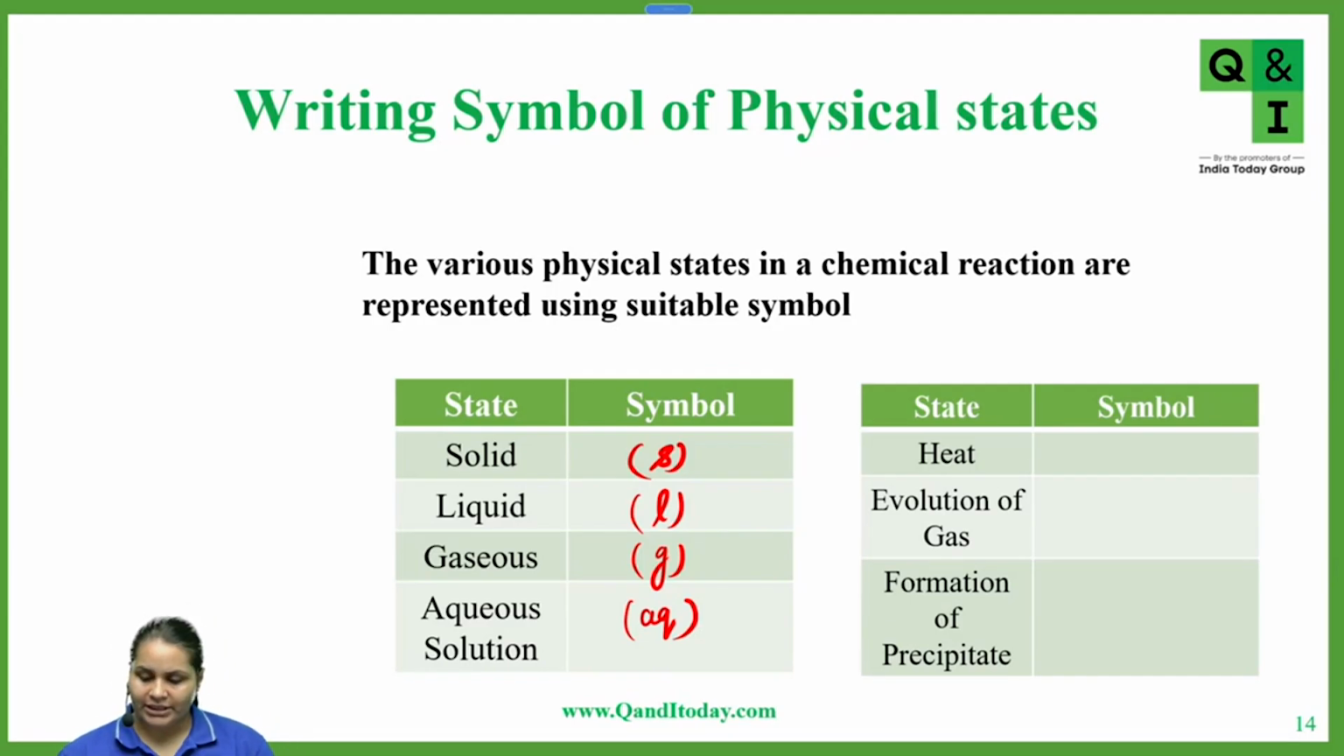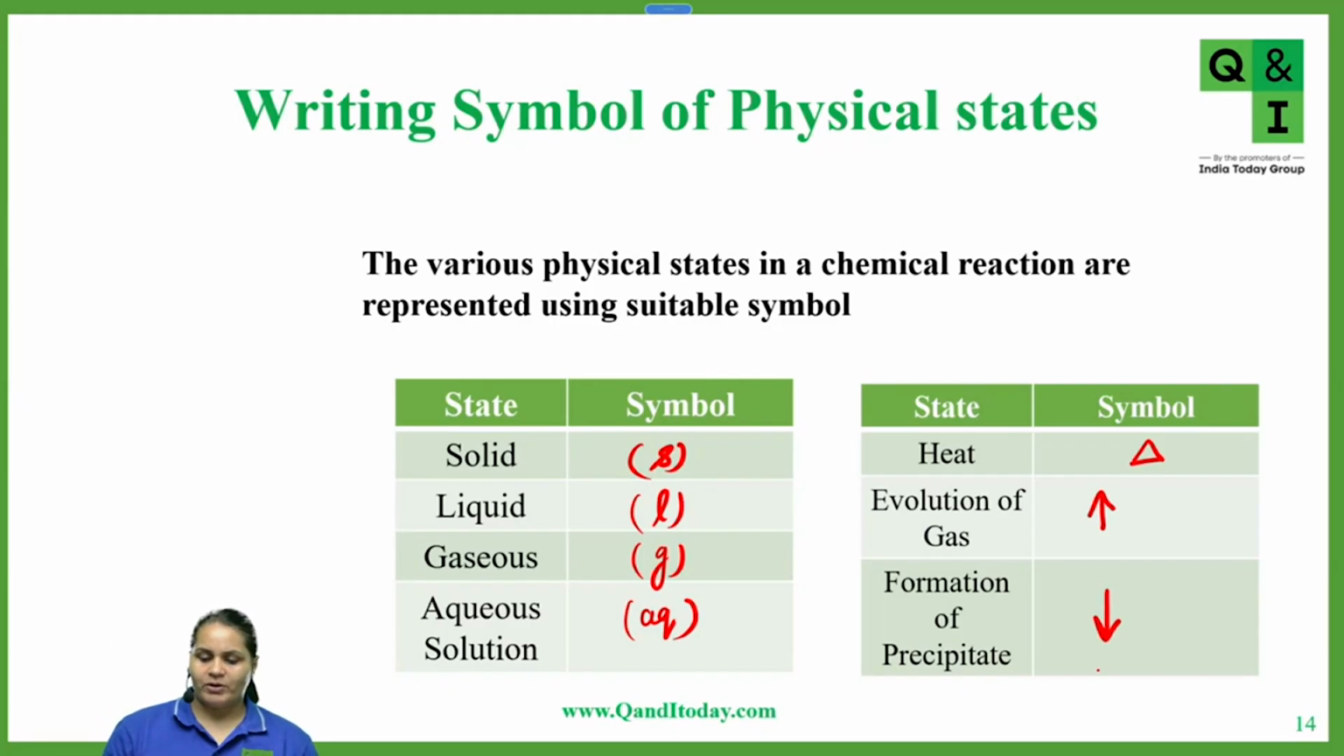Now, for heat, what symbol do we use? Triangle, right? Okay. Evolution of gas? Upward arrow. And formation of precipitate? Downward arrow. Very good. I hope you are able to recall it nicely with this table.